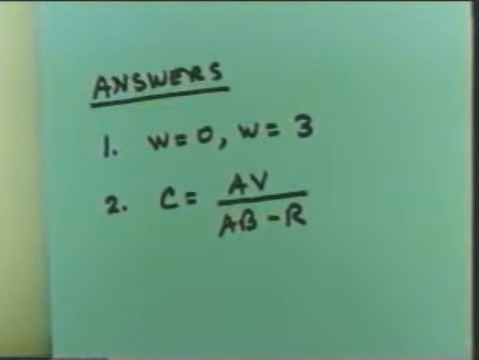The answers are w equals 0 or w equals 3, and c is equal to av over ab minus r. If you missed either of these or have questions, be sure to ask your professor, a lab instructor, or a tutor for help.